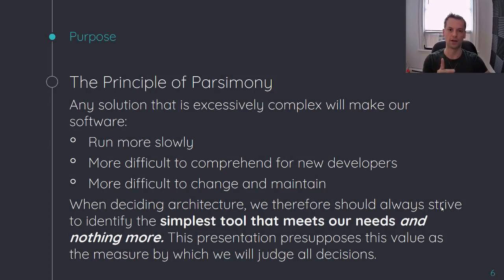Now, I want to clarify on that. This is the simplest solution that meets our needs. Obviously, you can't just use the tiniest data structure for a really complicated problem. But generally speaking, you want your solution to be no more complex than the domain the solution is trying to solve. So why wouldn't we? Well, anything that's excessively complex is going to make our application run more slowly, be more difficult to comprehend for any new developers who join the team, and be more difficult to change and maintain in the long run.